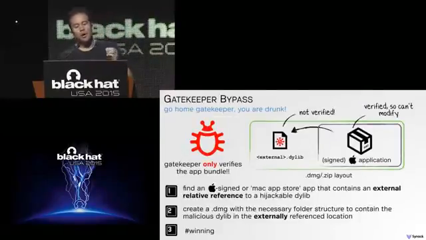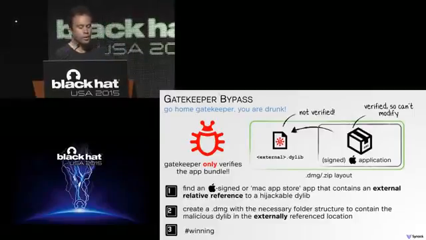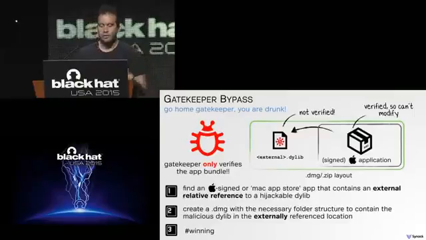Turns out, though, that Gatekeeper only verifies the downloaded application. It does not verify external content, which is normally not a problem unless the application that was downloaded has an external relative reference to some content that it loads. So what we can do to bypass Gatekeeper is, well, 3 easy steps.